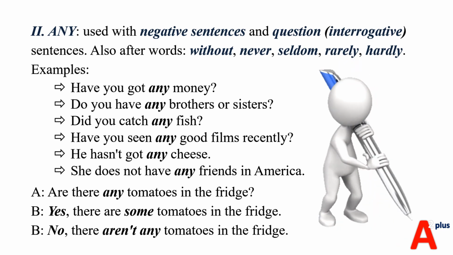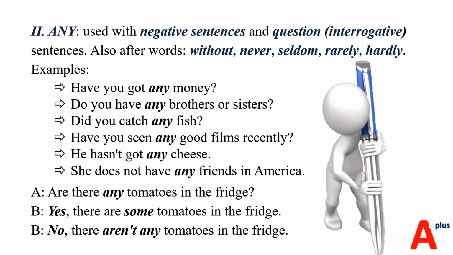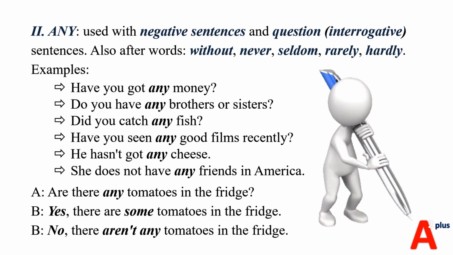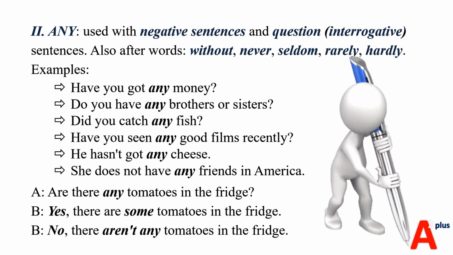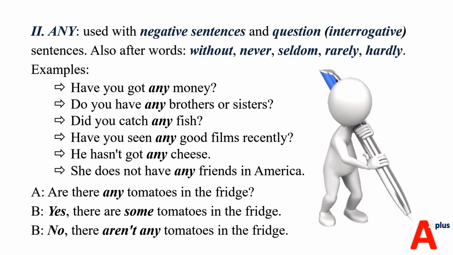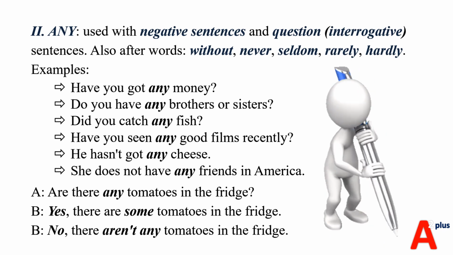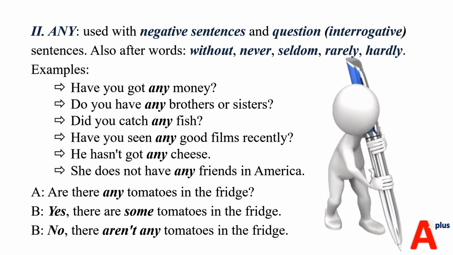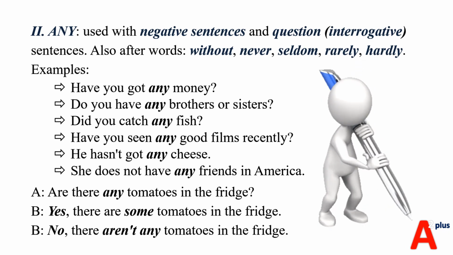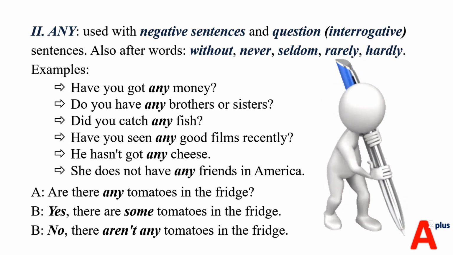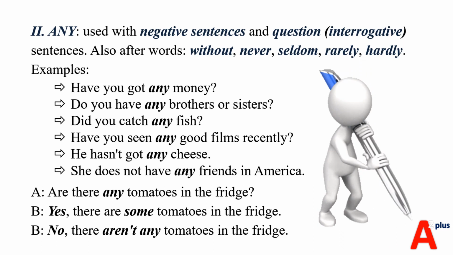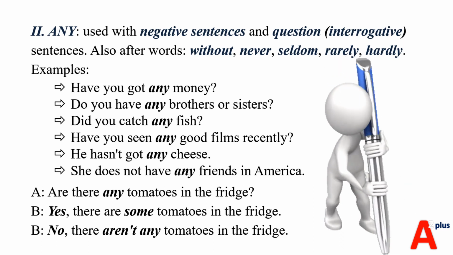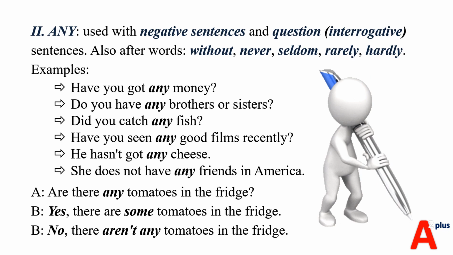Let's see a conversation. Are there any tomatoes in the fridge? Yes, there are some tomatoes in the fridge. No, there aren't any tomatoes in the fridge. So if the answer is yes, we use some tomatoes. If the answer is no, we use there aren't any tomatoes. Right? But we also have exceptions. We use some in a question when we want to offer something or when we want to request something.